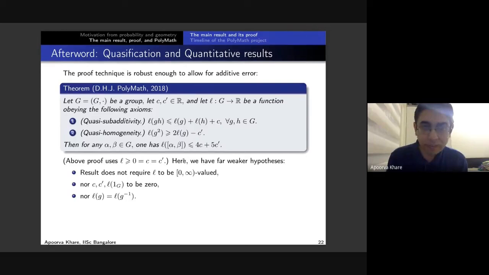The length function need not be non-negative. It can be any real-valued function. C, C prime, the length of one need not be zero. The length of G need not be the length of G inverse. And nevertheless, you get this quantitative estimate.